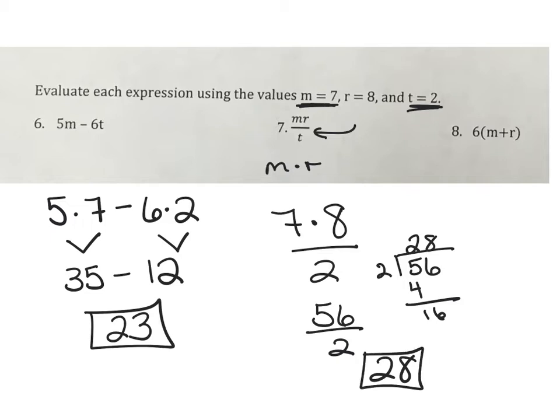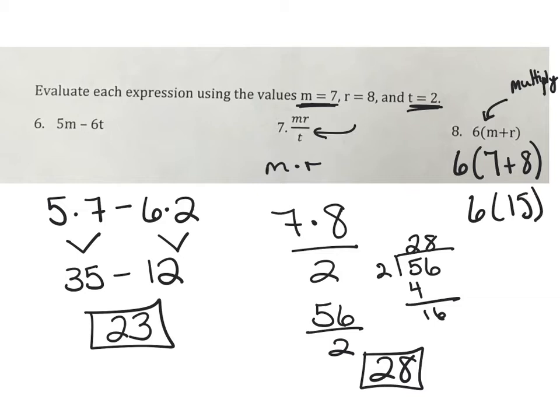Okay, so next we have 6 parentheses M plus R. So we have to remember that when we have a number outside the parentheses, it means to multiply as well. Remember, multiply is like a chameleon. It can change the way it looks. So this would be 6 times the sum of M, which is 7, plus R, which is 8. So then we have 6 parentheses, 7 plus 8 is 15. So then I would have 15 times 6. 6 times 5 is 30. 6 times 1 is 6, plus 3 is 9, so 90. So we have 90 for that answer.